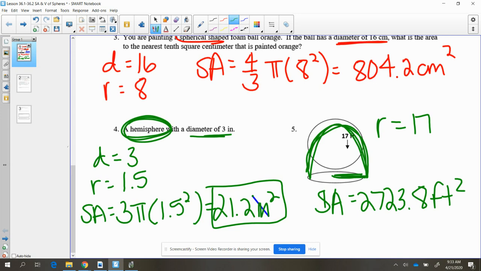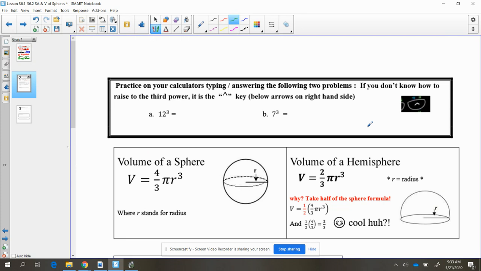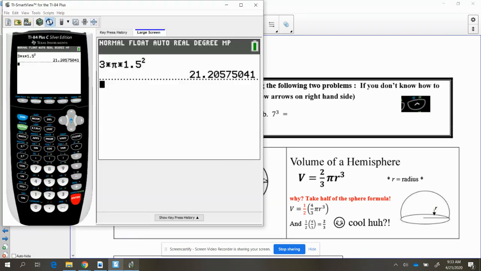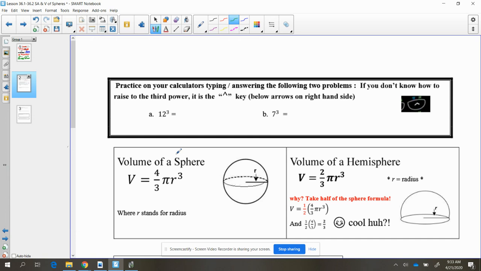Now, as we move on to the next page, just some notes with your calculator. If you are raising something to the third power, let's say for instance 9, you are going to use this caret button, and that's going to allow you to type in what power you want. In this case, we want the third, so we'd have 729 as our answer. So take a moment on your own to practice with your calculator and the caret button here to be able to find 12 cubed and 7 cubed to the third power.